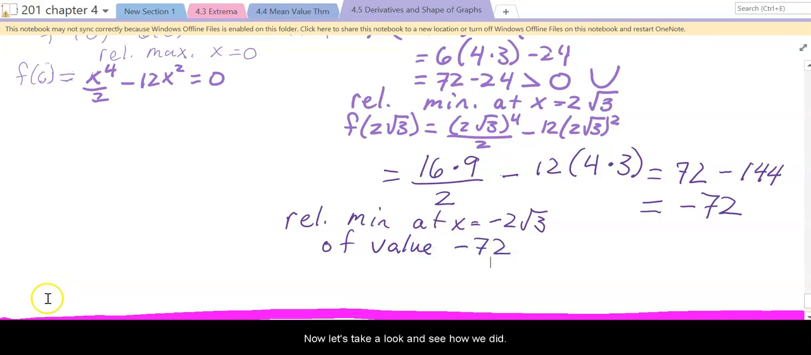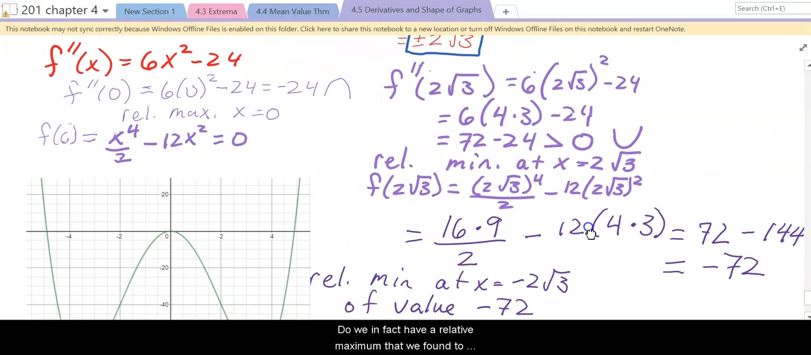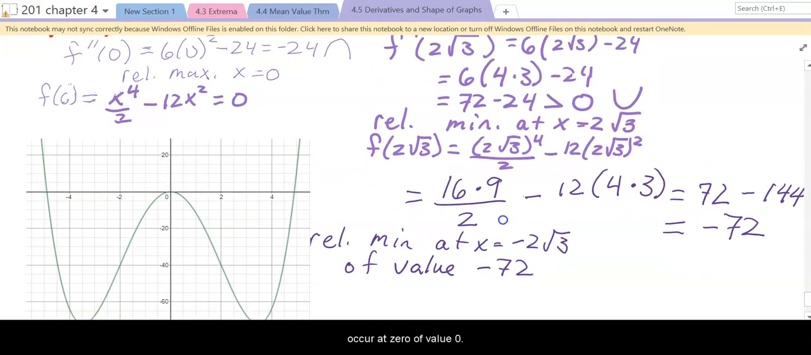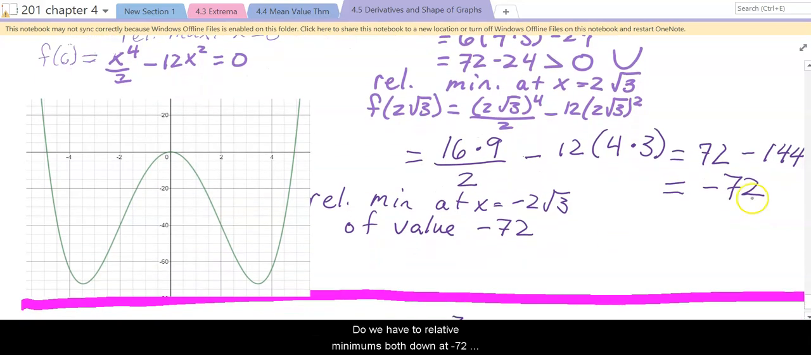Now let's take a look and see how we did. On the left, you'll see that I have inserted a graph of the original function x to the 4th over 2 minus 12x squared equals 0. Do we in fact have a relative maximum that we found to occur at 0 of value 0? Yes, we do. The relative maximum is at 0, 0. Do we have two relative minimums, both down at negative 72, occurring at x equal plus or minus 2 square roots of 3? And in fact, we see that we also have those values on the graph.